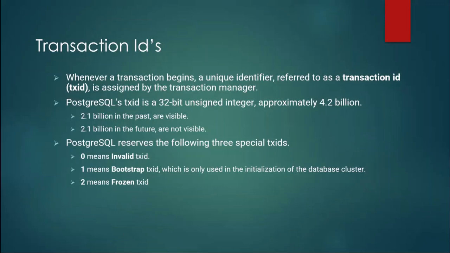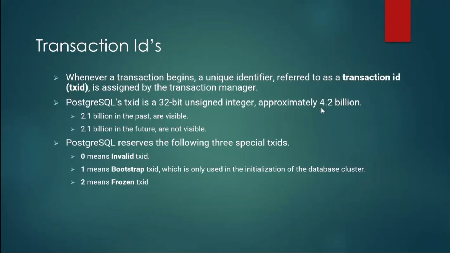So for each transaction, it will automatically keep assigning transaction IDs, and those transaction IDs are taken care of by the transaction manager. We have a transaction manager component, and it keeps allocating the transaction IDs for each transaction, which we call a TXID. This transaction ID is basically a 32-bit integer, and the maximum limit of your transaction ID is 4.2 billion.